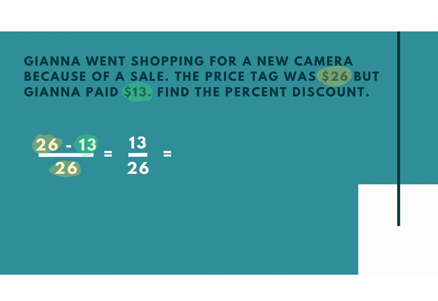Now, if I use my calculator, I know that 13 divided by 26 is 0.5. But I want that as a percent because that's what it's asking me for. So I'm going to take that and multiply it by 100. So 0.5 times 100, which gives me 50%. So my percent discount is 50%.